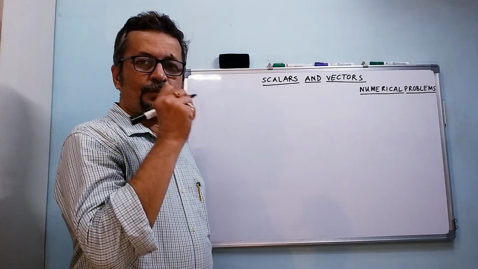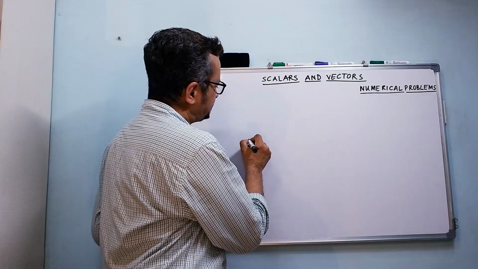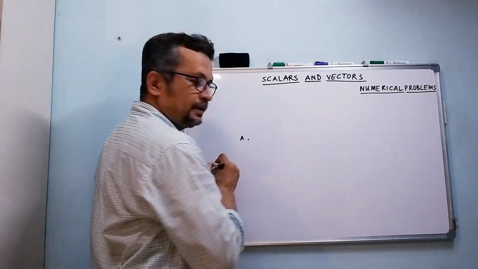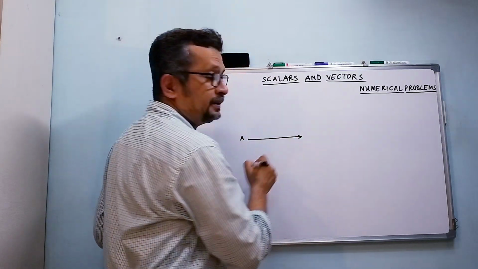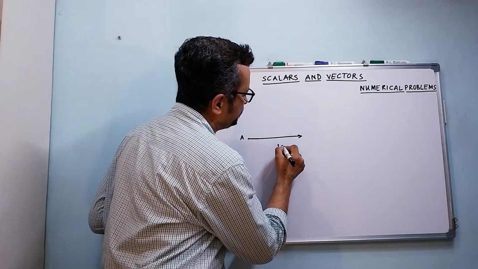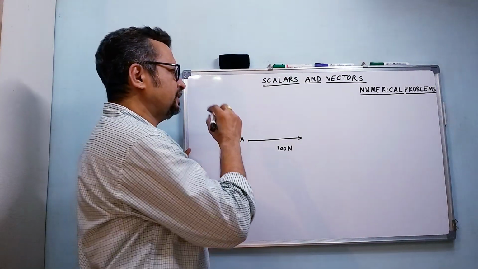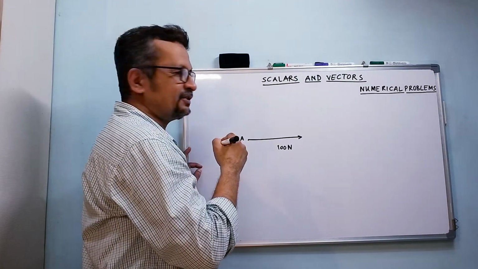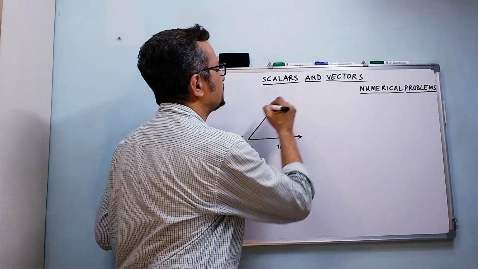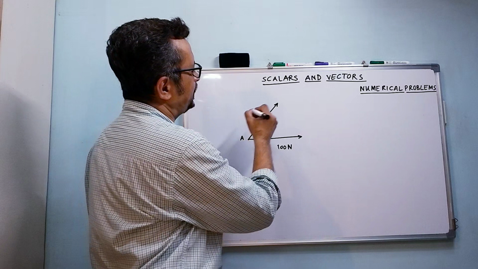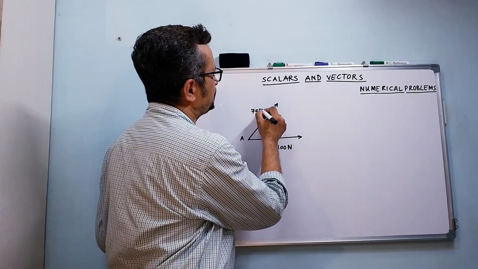Let us see one problem on parallelogram law of vector addition. I have this mass at point A. It is being pulled towards east, let us say, with a force of 100 Newton. Now someone is pulling it in some other direction as well, and let us have that other force acting in this direction, and the magnitude of that force is, I would say, 75 Newton here.